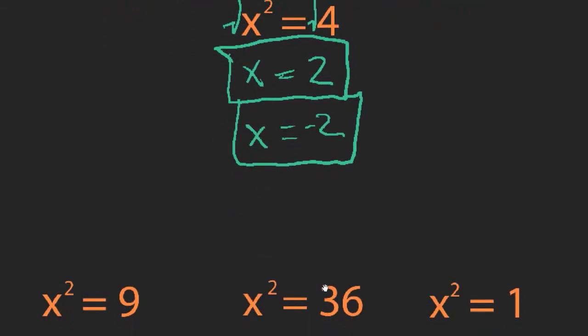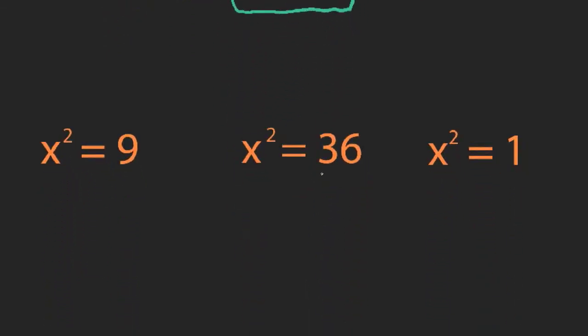Let's do a few more examples to see how we handle this. X squared equals 9. I'm going to take the square root of both sides, but instead of just taking the square root, I'm going to put a plus or minus the square root in. So this maybe isn't the best way to see it, but plus or minus the square root of 9. Why am I doing that?